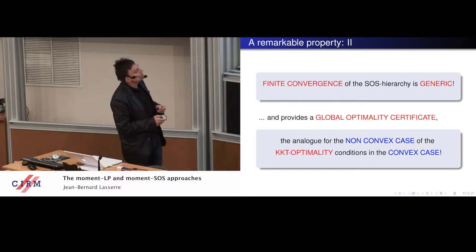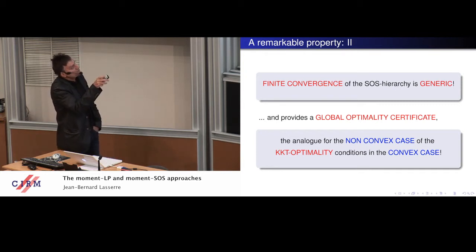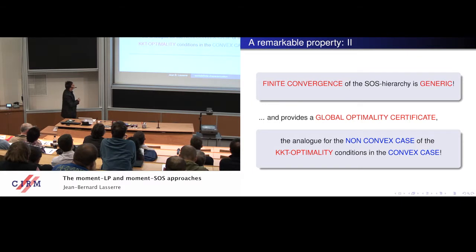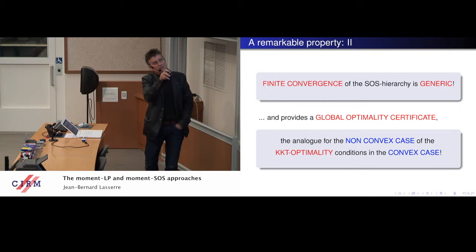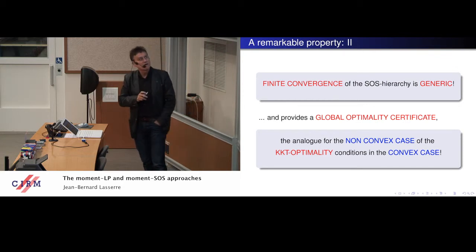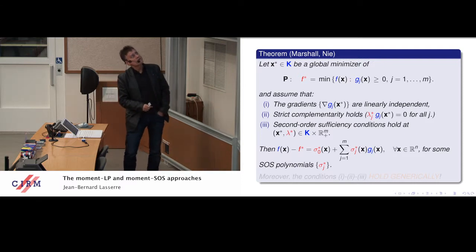Another remarkable property, which has nothing to do with convexity, is that the finite convergence of the SOS hierarchy is generic. So it provides a global optimality certificate in almost all cases, meaning that the SDP hierarchy eventually stops, except for very degenerate problems. And this is exactly the analog, for the non-convex case, of what the KKT optimality conditions do in the convex case. And this is a result by Marshall and Lee. Let's say the following.